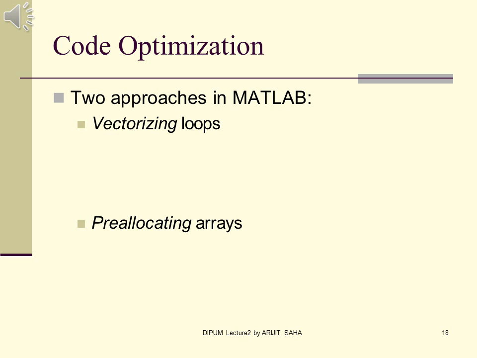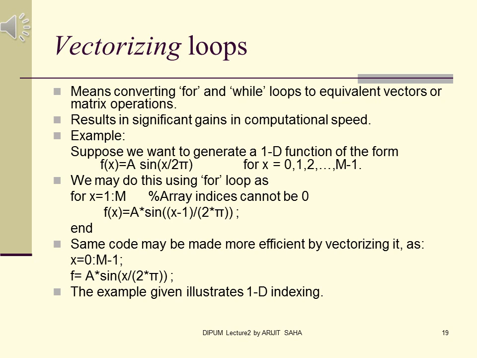Today, I will come to vectorizing loops. It means converting for and while loops to equivalent vector or matrix operations. This results in significant gains in computation speed. Example: suppose we want to generate a one-dimensional function of the form f(x) equal to A sine of 2 pi x by M, for x equal to 0, 1, 2 to M minus 1.